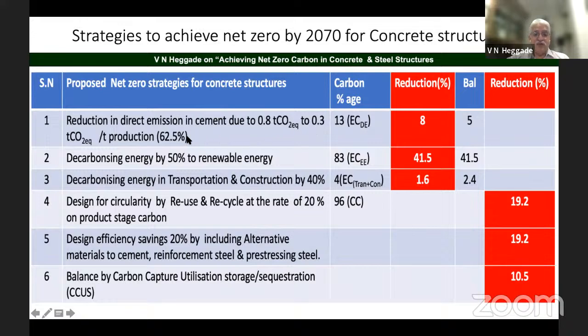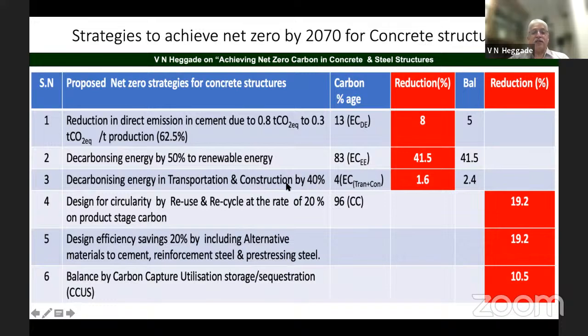If I'm taking 62.5%, the direct carbon dioxide emission will reduce from 13 to 8, and the balance will be only around 5 tons of carbon dioxide emission, 5%. Decarbonizing energy by 50%, from 83 it will come down to 41.5. I think you can bring it down; the balance left is 41.5.